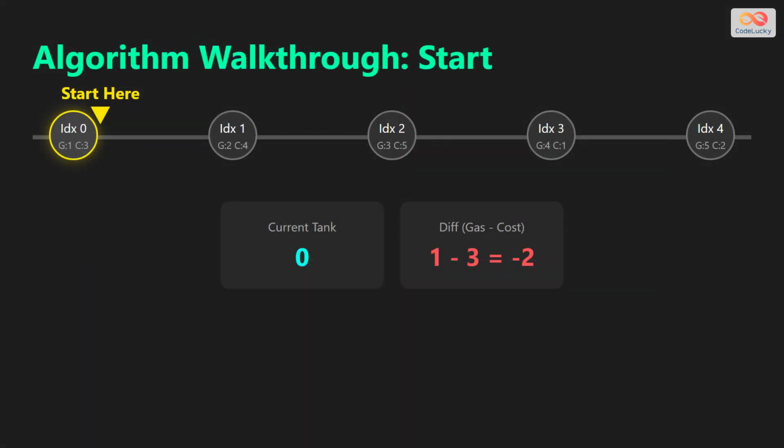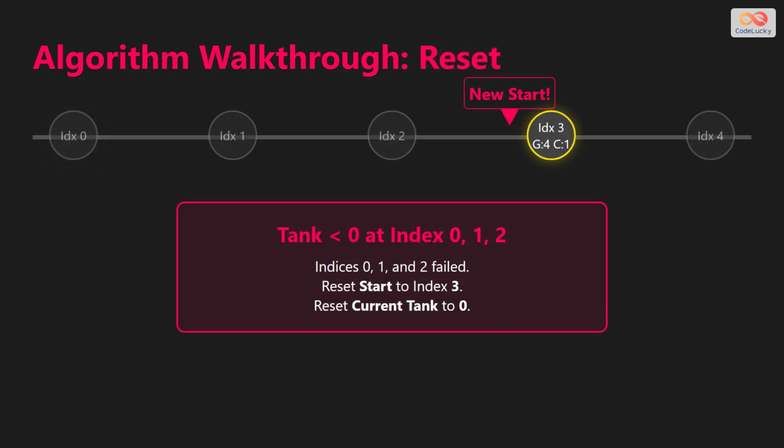Let's walk through an example. We start assuming index 0 is the answer. Our tank is 0. At index 0, we gain 1 gas but spend 3. Our tank becomes negative 2. This fails immediately. Because we failed, we know we cannot start at index 0. In fact, if we kept going, we would find we fail at index 1 and 2 as well. So, the algorithm resets the starting candidate to index 3 and resets the current tank to 0.